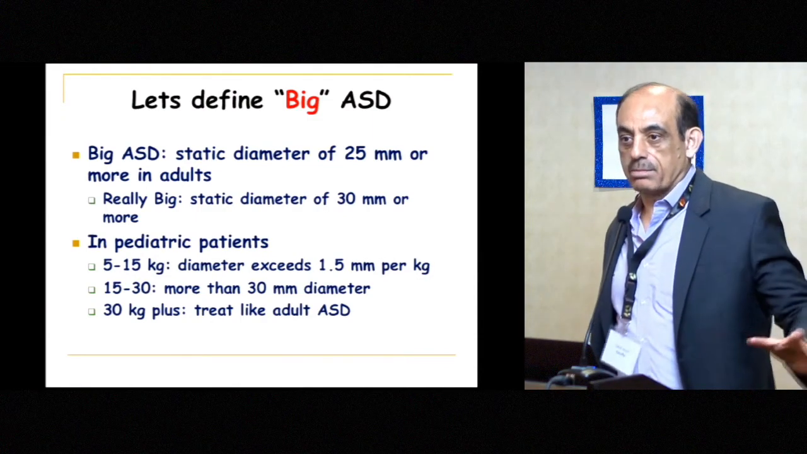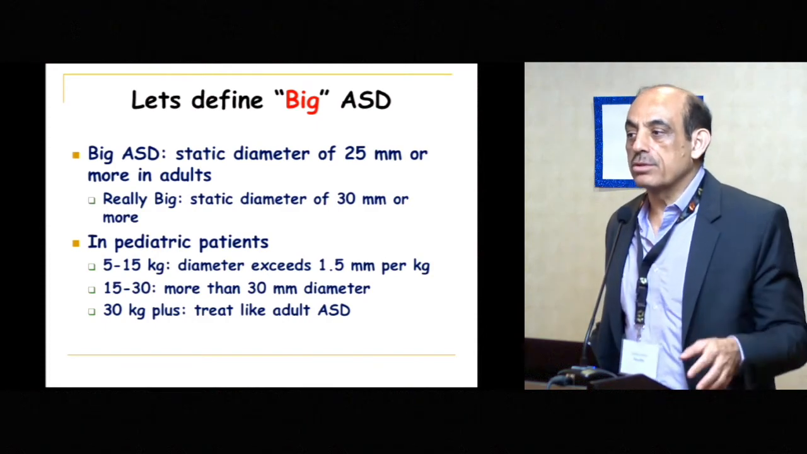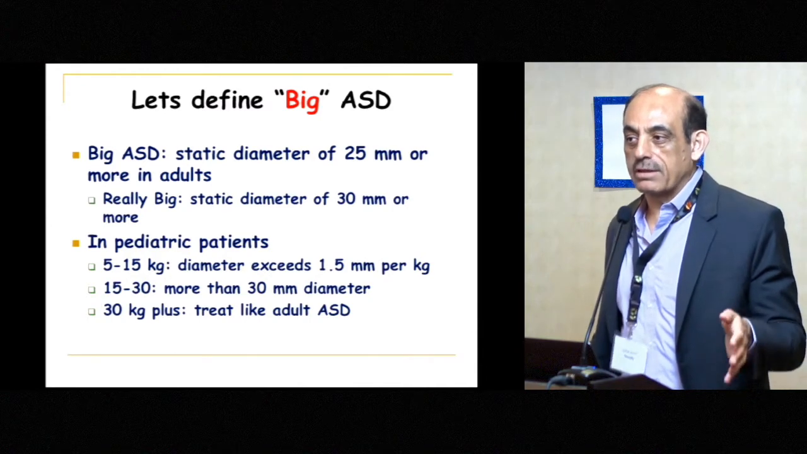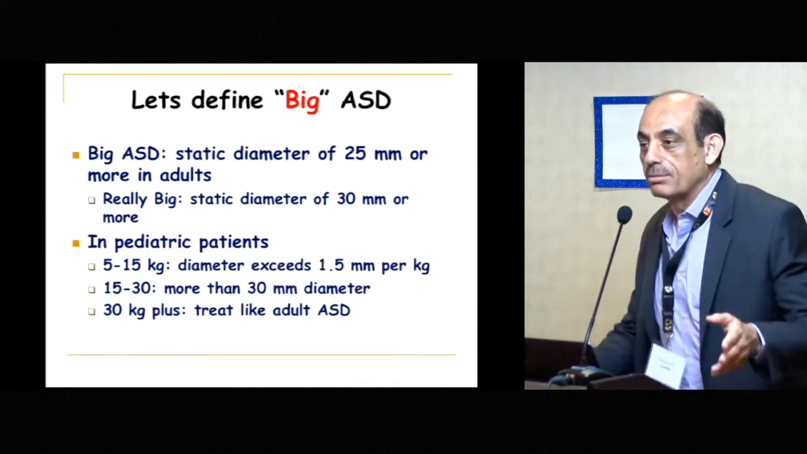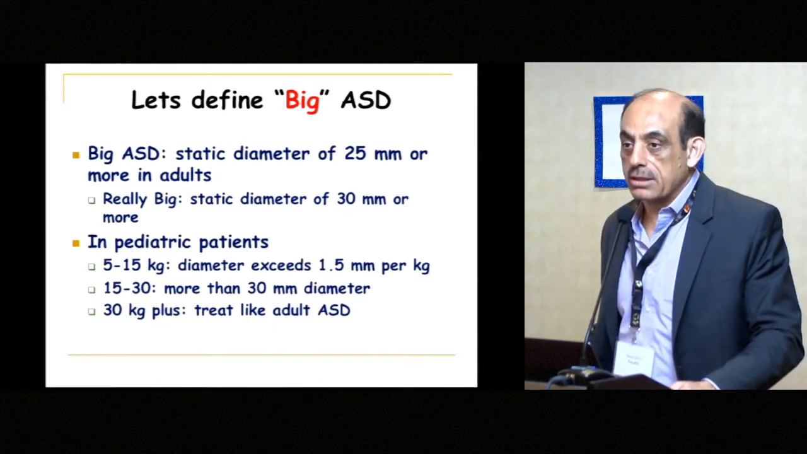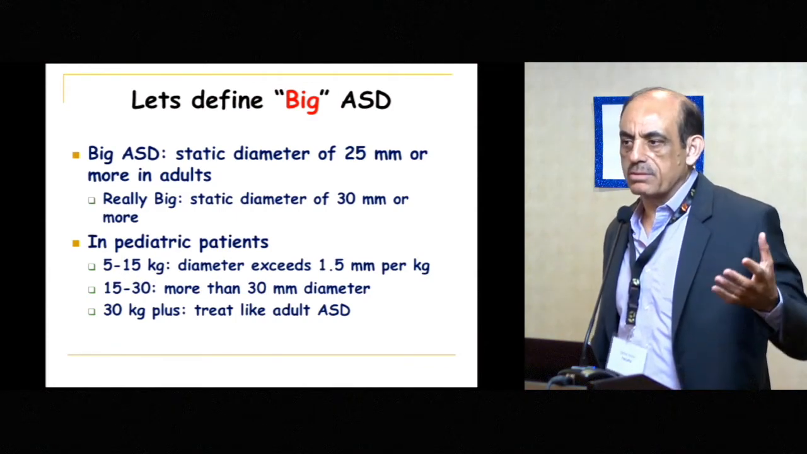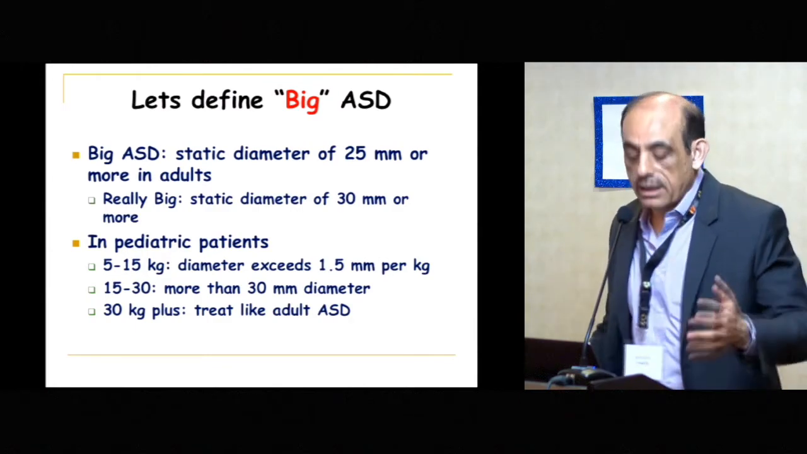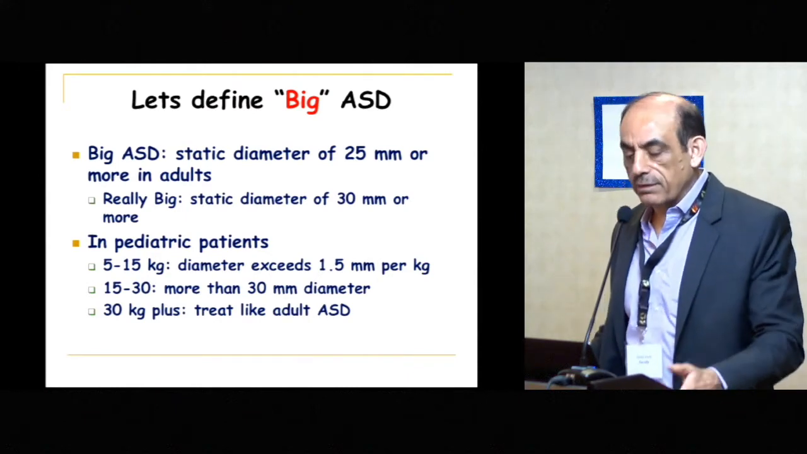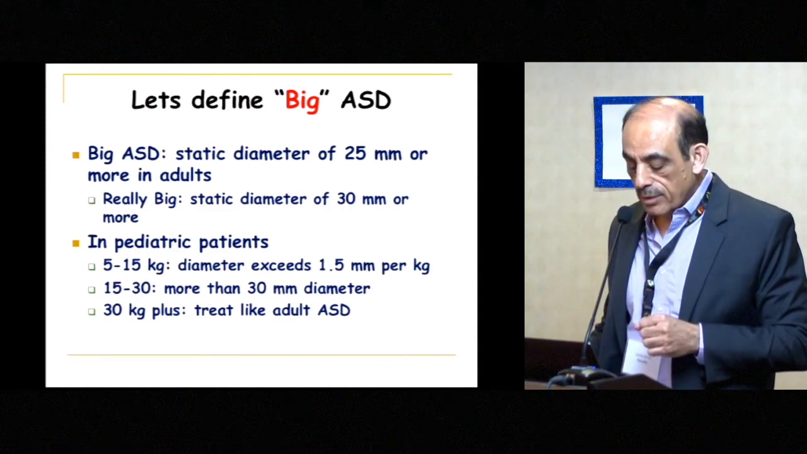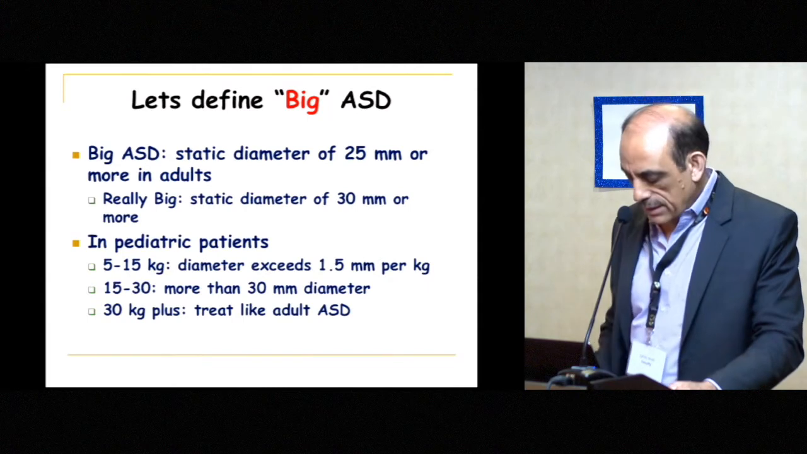When you go to pediatric patients, there are patients I have closed who are 2 or 3 kilograms. So if the ASD diameter is more than 1.5 or closer to 2 millimeters per kilogram, that's a very, very large ASD. So for example, a 5 kilogram patient, if he has an 8 or 10 millimeter ASD, that's a huge ASD to close because the left atrium is going to be very, very small. It'll be very difficult for you to accommodate the left disc and the right disc, whatever device you're choosing. And the same thing goes for 15 to 30 kilogram patients, where if it's a 30 millimeter diameter ASD, that's going to be big. And if the patient is above 30 kilograms, you can treat that patient as an adult.